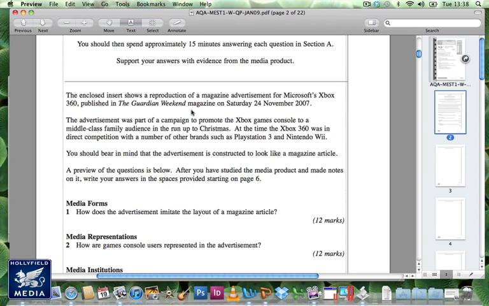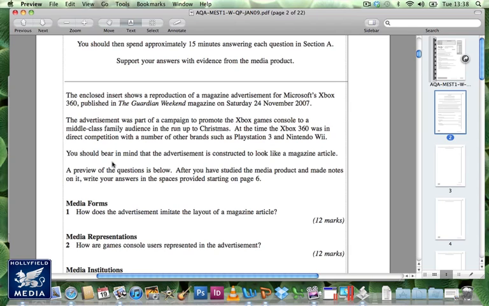At this time, the Xbox 360 was in direct competition with a number of other brands such as PlayStation 3 and Nintendo Wii. So there we go, we've already got that they're trying to promote themselves above their competition. So that's something you might want to think about, such as the brand image of Xbox and Microsoft. It's not PlayStation, it's not Nintendo, it's Microsoft. What do we know about Microsoft? Well, we know it's Bill Gates. It's become the main gaming console, the Xbox, and it also allows you to do other things as well, which I'm sure the advert will show us.